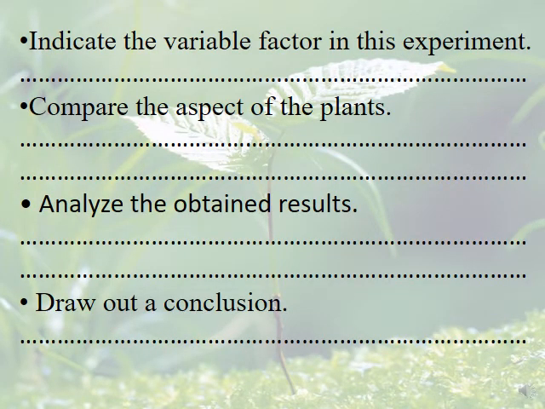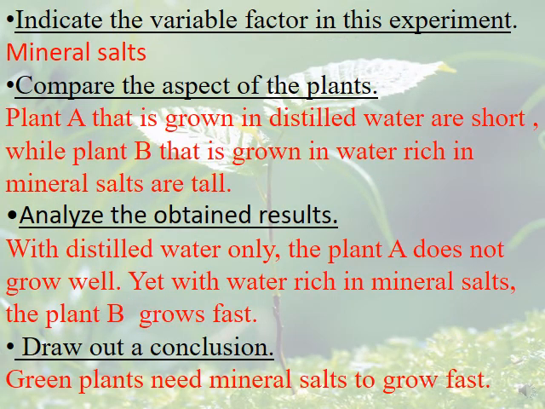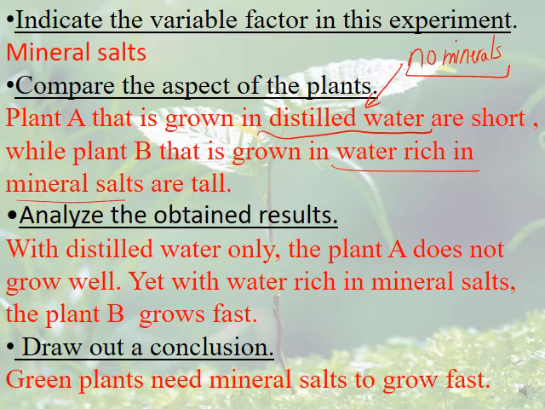Indicate the variable factor, compare the aspect, analyze, and draw out a conclusion. So the variable factor is the mineral salts. Compare the aspect of the plants. Plant A, grown in distilled water, is short. Distilled water means that no minerals exist, whereas tap water contains minerals. So plant A, grown in distilled water, is short, while plant B, grown in water rich in mineral salts, is tall.